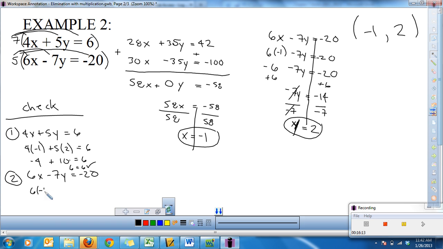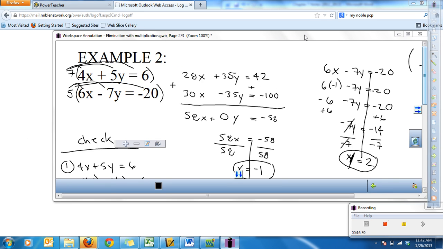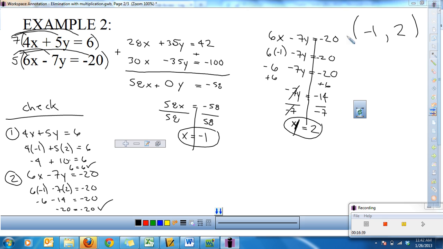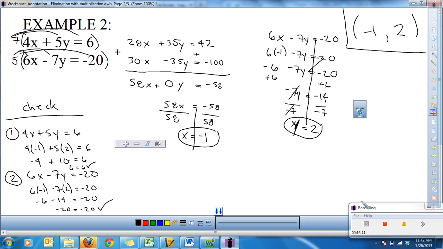6 times x, which was -1, minus 7 times y, which was 2, equals -20. 6 times -1 is -6. -7 times 2 is -14. And -6 minus 14 gives you -20. Our check works on both of these. Because our check works, we know that our solution is going to be -1, comma 2.